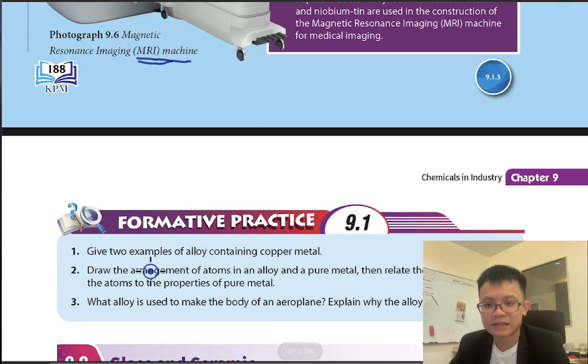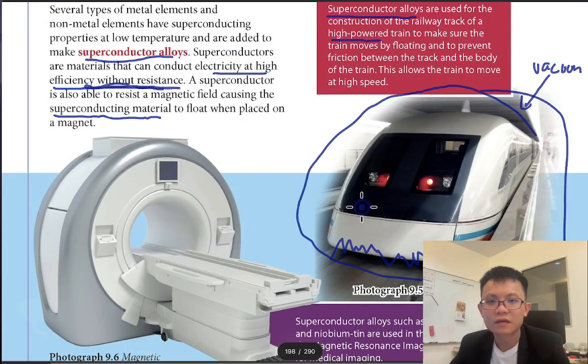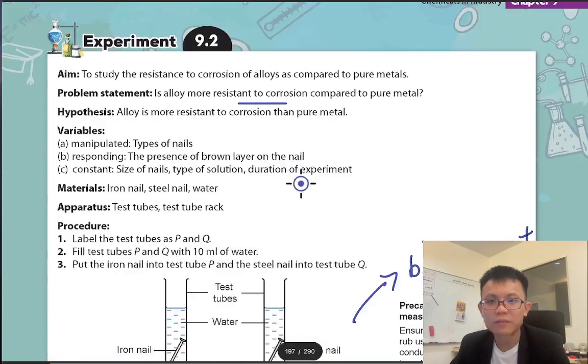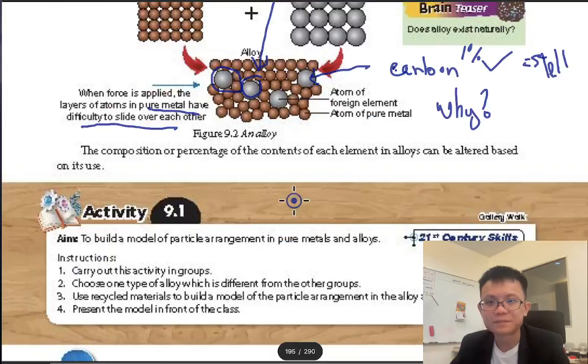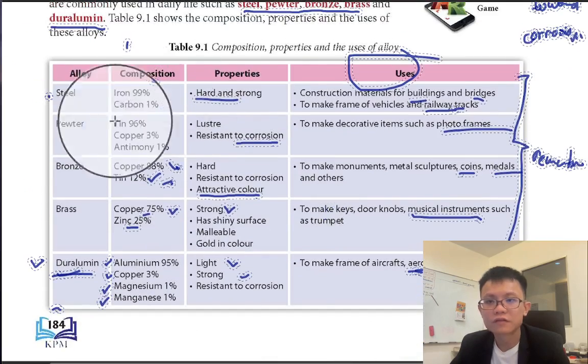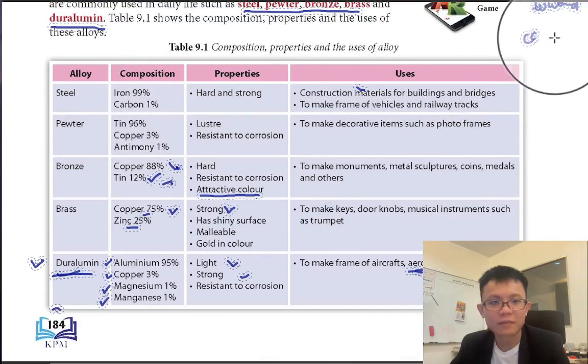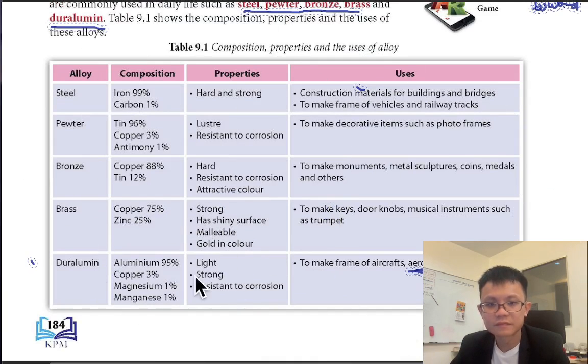Okay, let's see this one. Give two examples of alloy containing copper metal. Let's go up. So let's erase this. Which one contains copper metal? Can you get the answer? Yes. What is it? Aluminum and brass.